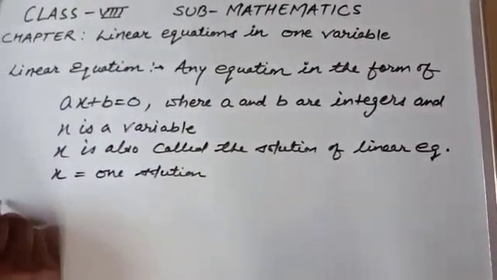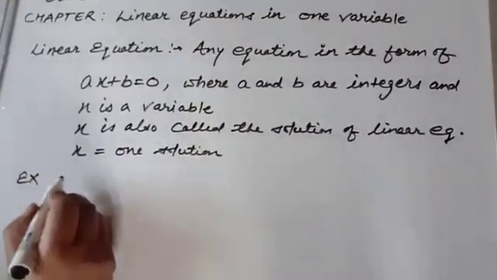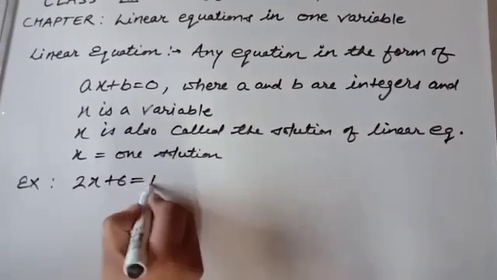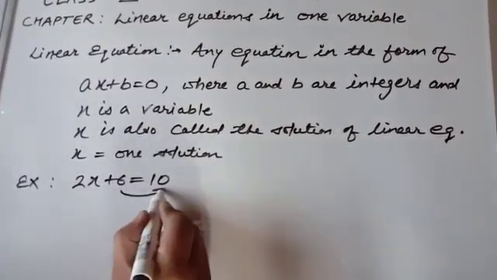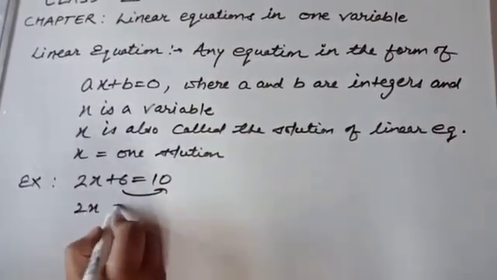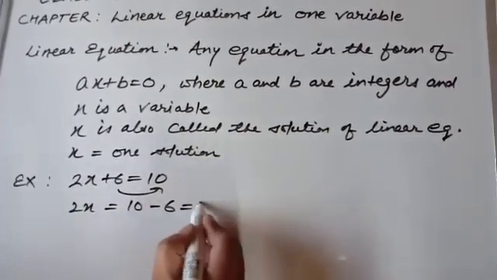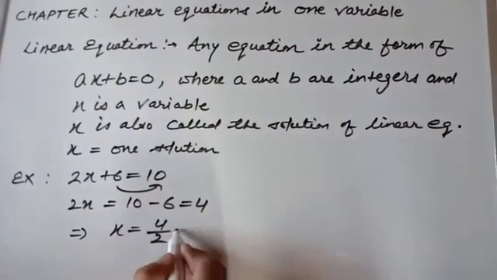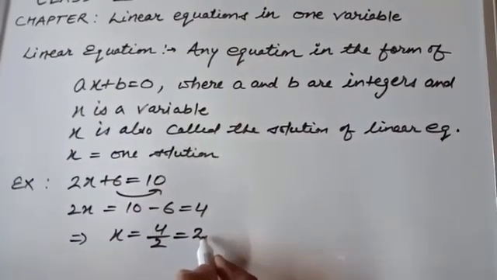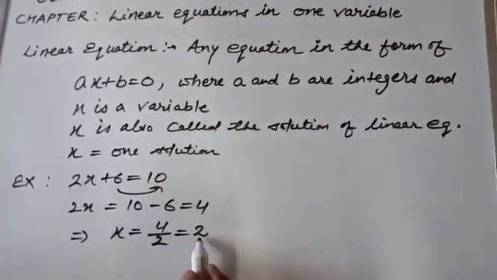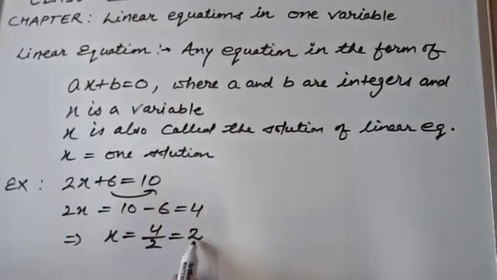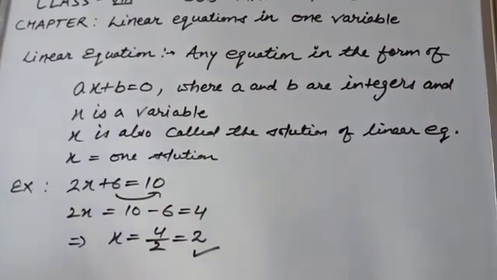Let's take one example. 2x plus 6 is equal to 10. Now we transpose 6 from left to right. 2x is equal to 10 minus 6, that is equal to 4, and this implies x is equal to 4 upon 2, that is equal to 2. So the value of x is equal to 2. Here in this linear equation we have only one solution of x, that is equal to 2.